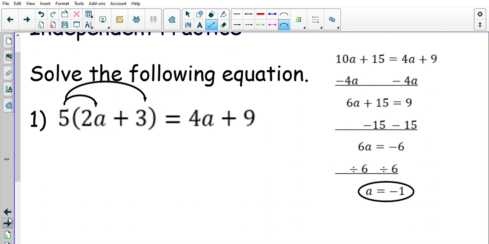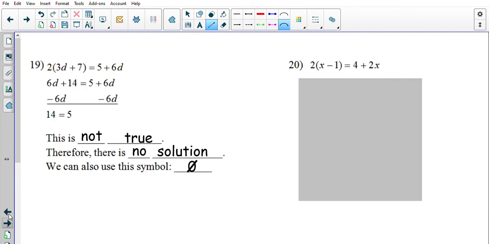All right, we have one last topic to talk about, which is some weird equations. So let's take a look at number 19. So number 19, you're going to see that I distributed the 2 into the parentheses, and that got me 6d plus 14. And then 6d and 6d are both equivalent, so I subtract 6d from both sides, which cancels out the variable, and I end up being left with 14 equals 5.